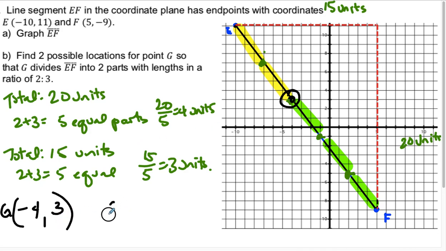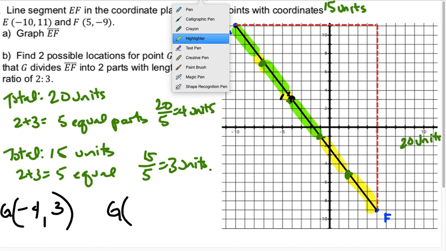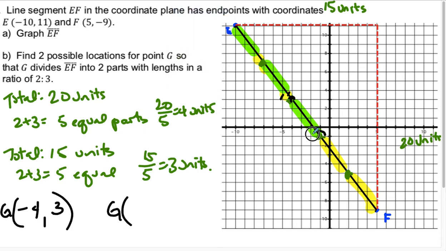All right, another point for point G, because we can go the other way around. Okay, so another way that we can go is the opposite way from point F. So we want to show 2 to 3 parts, so that's 2 units, and then 3 units, 1, 2, 3. So that makes this point right here a possible point for point G as well. So that's negative 1, comma, negative 1.